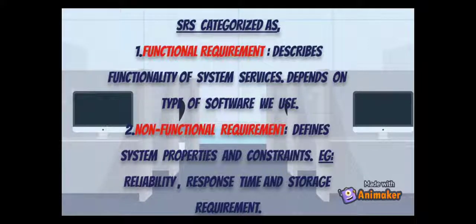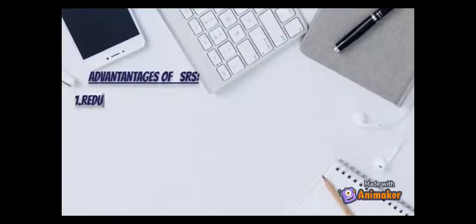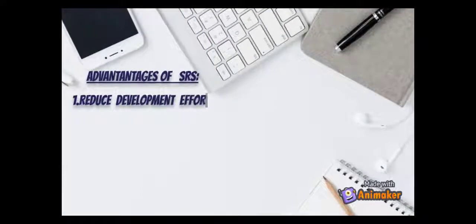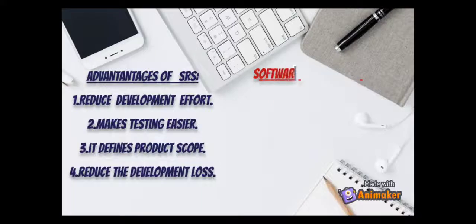The next one is non-functional requirements. Non-functional requirements are the requirements that are not related to the functional aspects of software. Examples are reliability, response time, and storage requirements. When it comes to non-functional requirements, they are more critical than functional requirements. Now let's see some advantages of software requirement specification. It reduces development effort, makes testing easier, defines product scope, and reduces development loss.